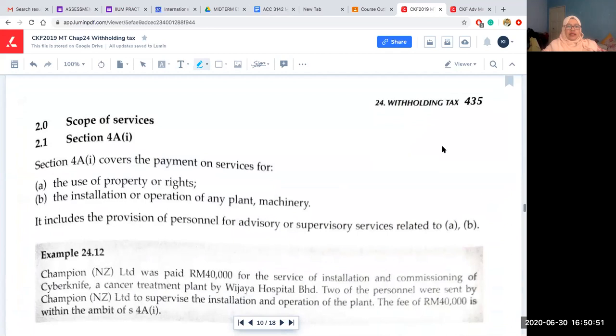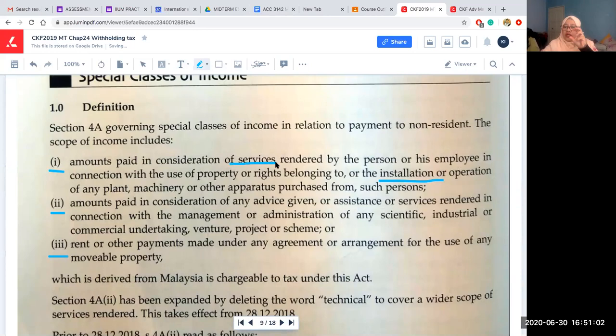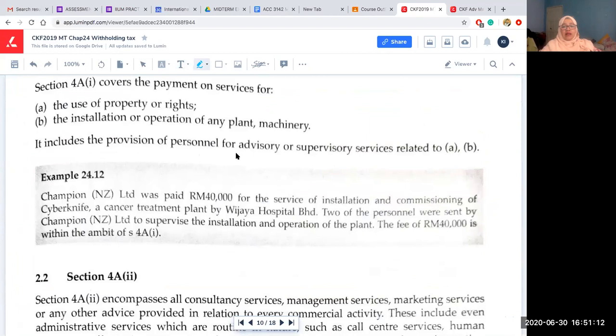Tadi kita kat section 4A1 ni lah, dia cakap pasal services lah. Services rendered. Right? It's not on the machine, it's on the services rendered. Scope dia termasuklah use of property or rights or installation or operation or any plant. Includes provision of personnel or advisory or supervisory services related to A and B.